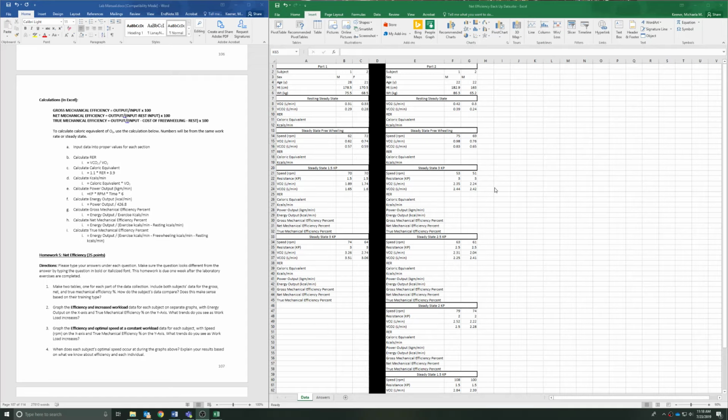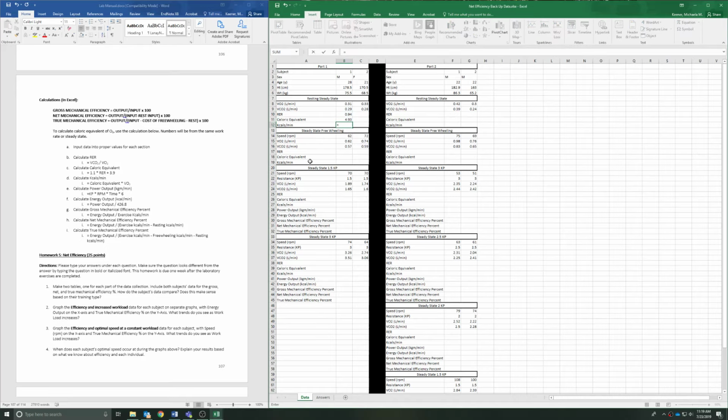In this tutorial, we will be covering how to complete the net efficiency calculations for homework 5. So you'll go in and download your net efficiency data from Lyle Courses, and we're going to start by calculating RAR. So RAR is VCO2 divided by VO2. Make sure you do them in the right order. And then to calculate caloric equivalent, we're doing 1.1 times our RAR plus 3.9.